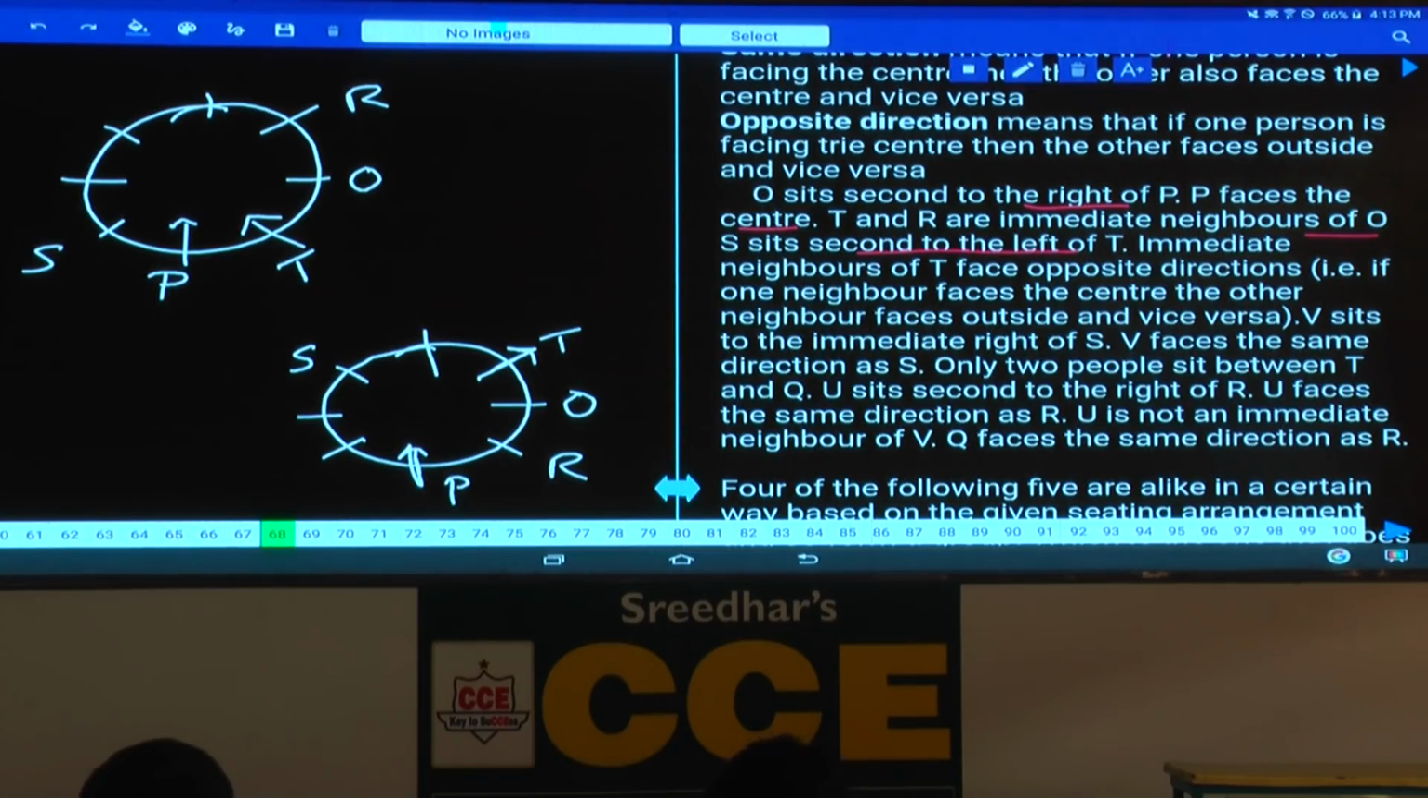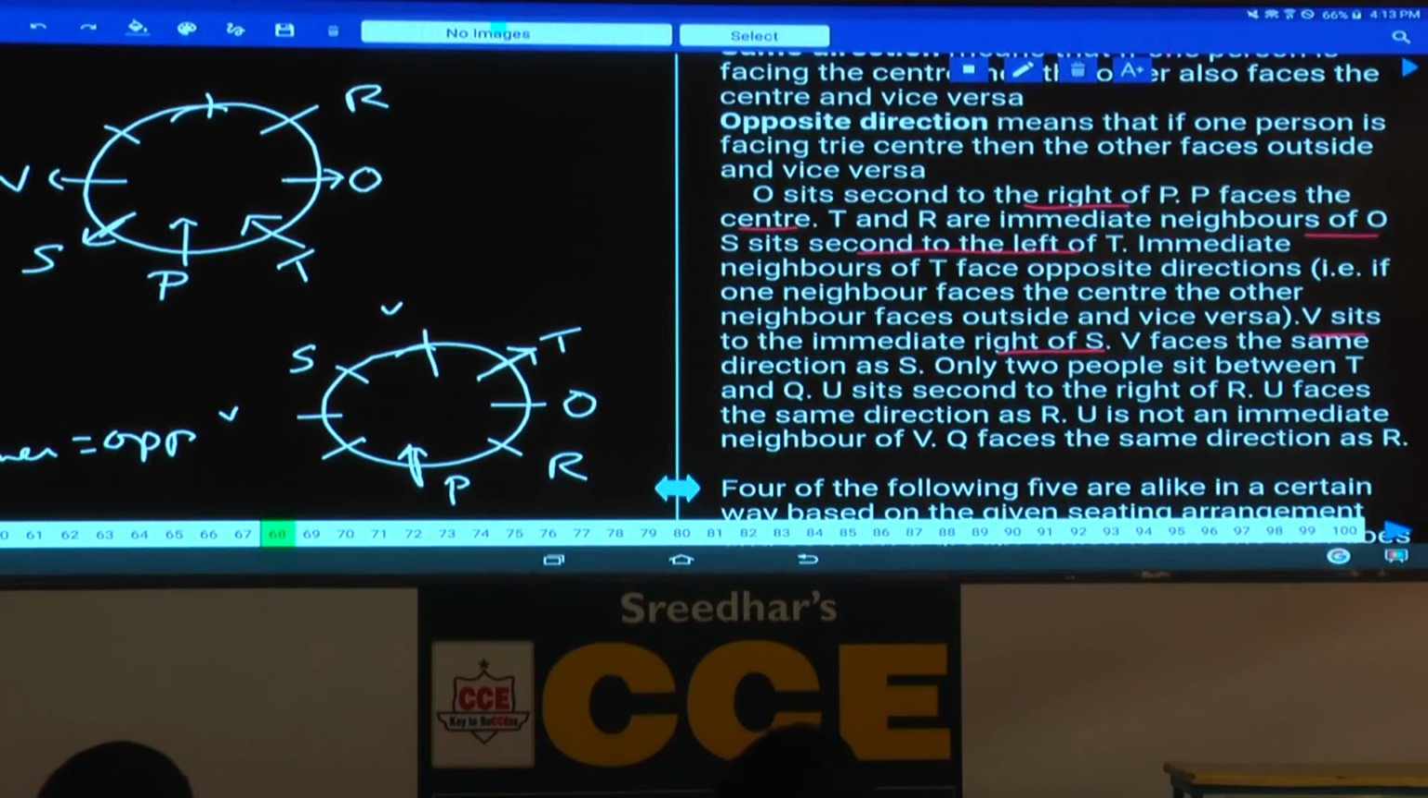Immediate neighbors of T face opposite directions, which means this O will be away from the center because P is towards the center. In this case, O and the other neighbor must be opposite to each other. V sits to the immediate right of S. As S is here, V is to the immediate right of S. Now V can be either here or here. There are two possibilities. And V faces the same direction as S.